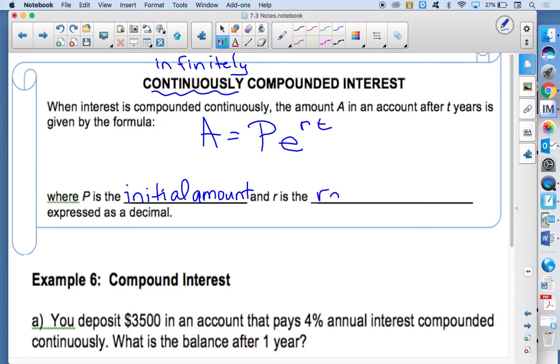R is the rate, and that'll be expressed as a decimal. We want to write that as a decimal. And then t has to be time in years. So any of the interest formulas, there are two of them that you'll have to know. Both of those deal with time in years. Any other formula for growth or decay, it doesn't have to be years. It could be months, it could be minutes, it could be hours. But the interest is specifically for years because it's an annual interest rate over the entire year.